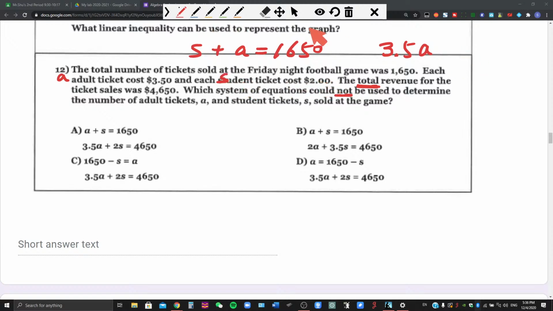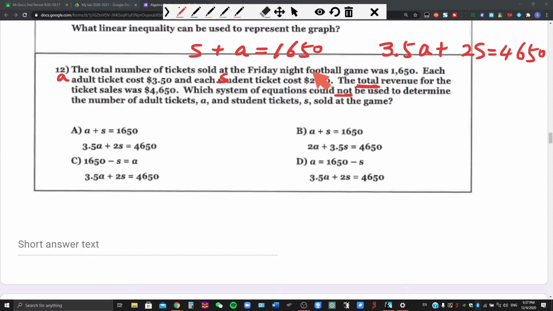And for the student tickets, it's going to be $2 times the number of student tickets. That's the student revenue. And they add up. The total is 4,650, right? So that will be the system of equations for us.